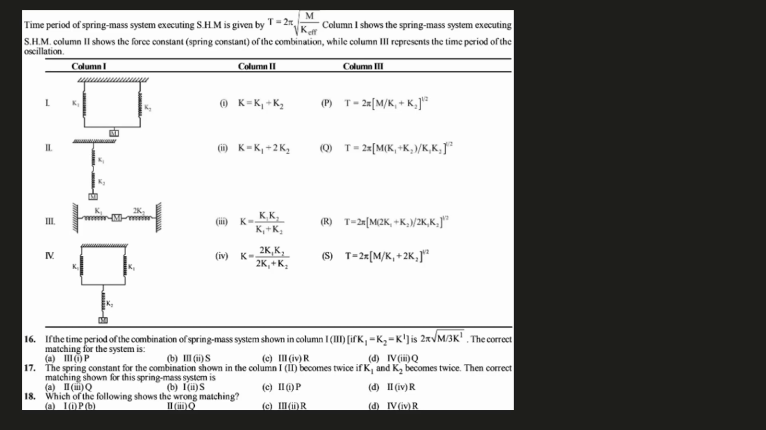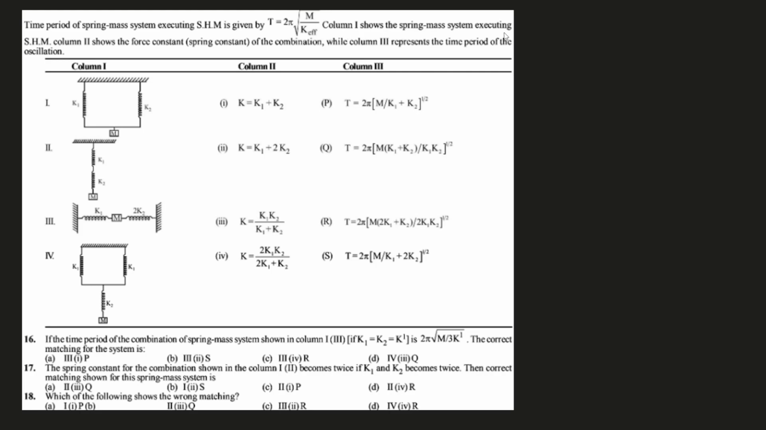So here is a seemingly easy question. Well, it is easy. It starts with the prompt that the time period of a spring mass system executing simple harmonic motion is given by T equals 2 pi square root of m over k effective. K effective is the effective spring constant in this case.